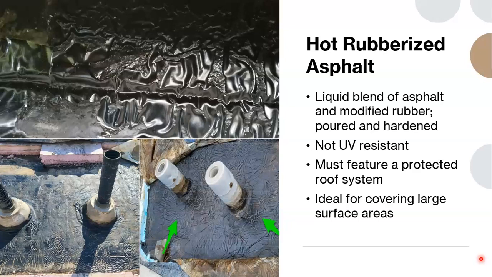This again is a liquid blend of asphalt and modified rubber. So it's poured and then hardened. Because of the application process and lower upfront cost, it is very desirable, especially for condos, because it's ideal for covering large surface areas.